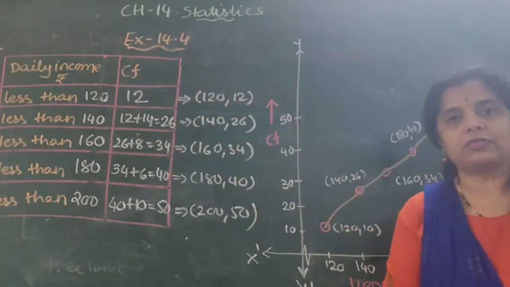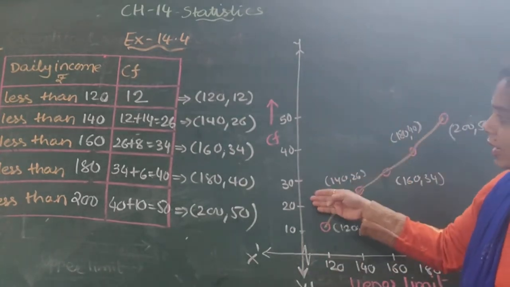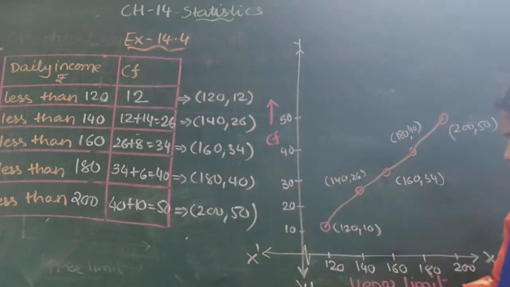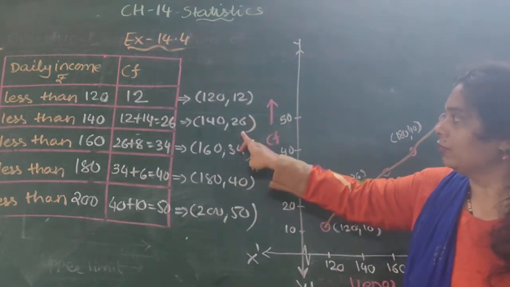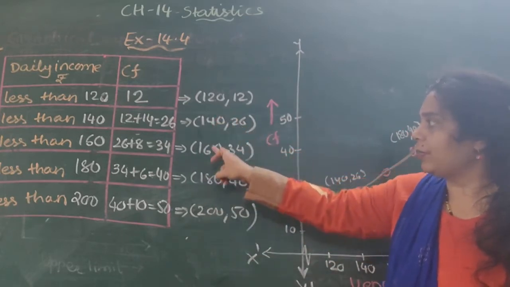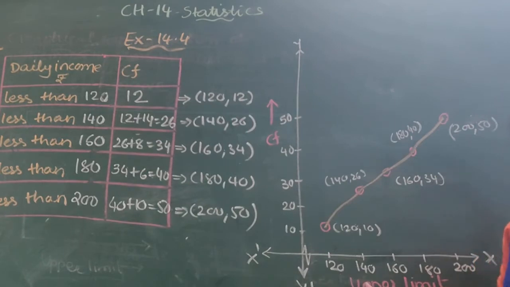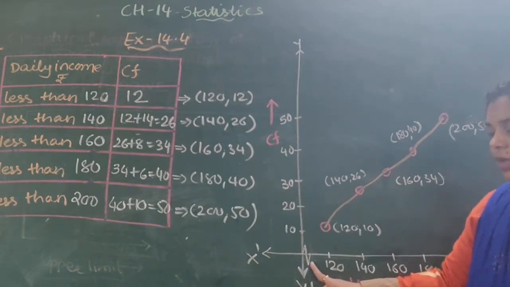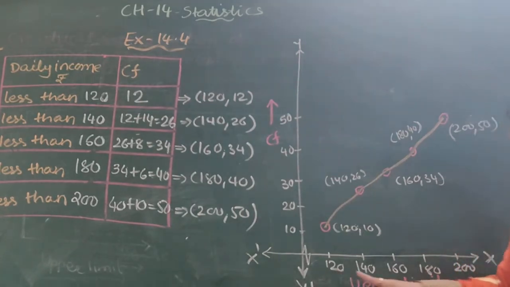Now let's see the graph of the less than type. As I told you, on the y-axis we take cumulative frequency, and on the x-axis we take the upper limit. These are the points: 120, 12, 140, 26. If you see the upper limit, there is a gap of 20. So we can start on the x-axis with 120, then there is a gap of 20, so you can put a zigzag here. It is understood that it will go 120, 140, 160, 180 and 200.